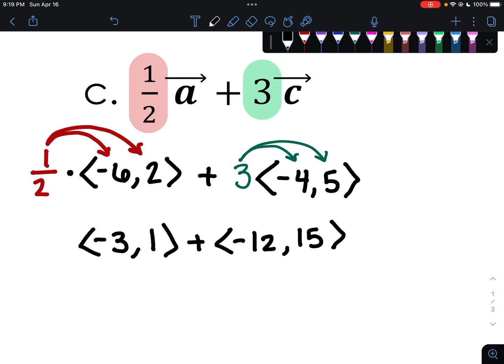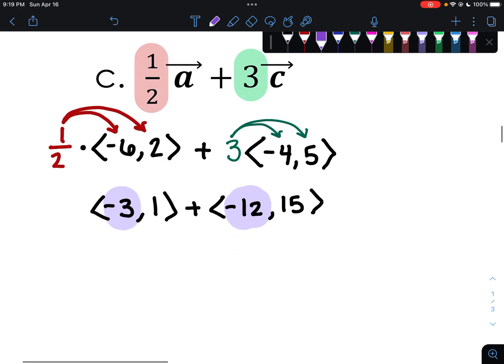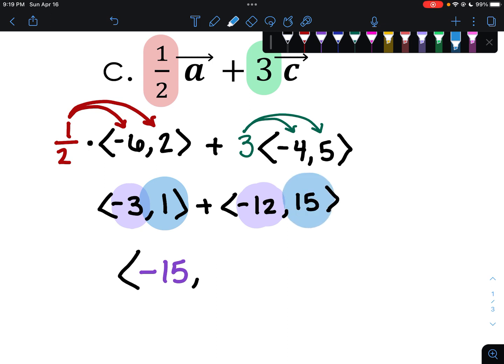Now that I've taken care of the scalar multiplication, I can do the addition. So I have -3 plus -12, that makes a -15. And then lastly, we have 1 plus 15, which gives us 16. And that would be our solution vector to 1/2 vector A plus 3 vector C.